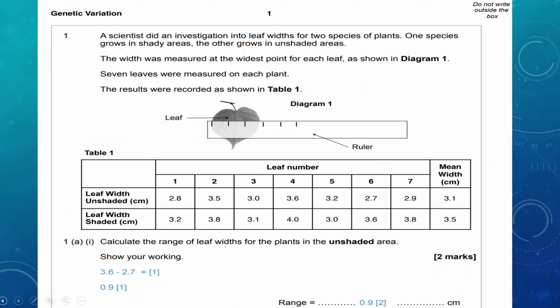So first of all, for the range of leaf widths, our smallest leaf is here in the unshaded, 2.7, and our largest leaf is 3.6. So to work out the range, we minus 2.7 from 3.6, which gives us a value of 0.9. If you had 0.9 in here, you would instantly get 2 marks. If you had the wrong answer here, but you'd shown the correct working and you just made a mistake, you hadn't double checked, you would still be able to pick up 1 mark. So it's really important to show your workings.